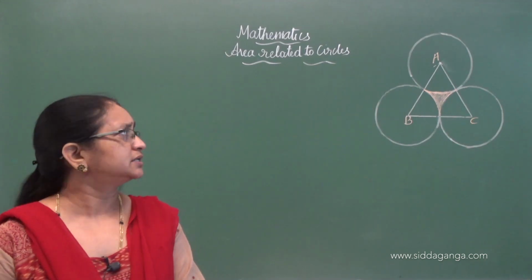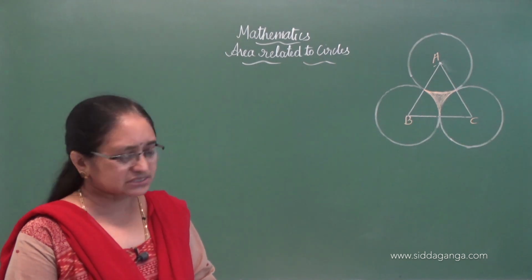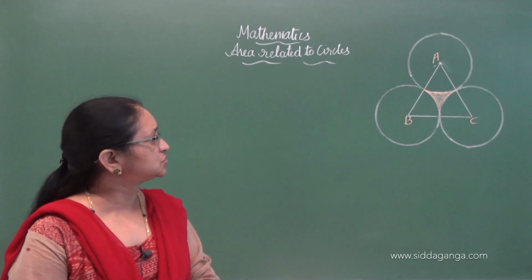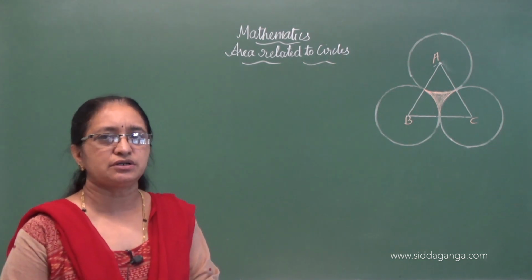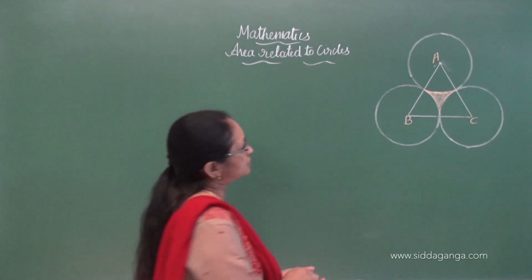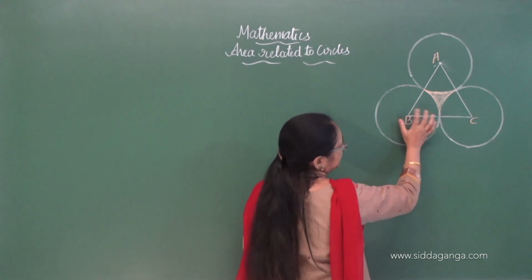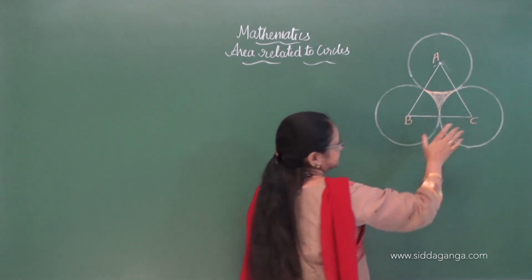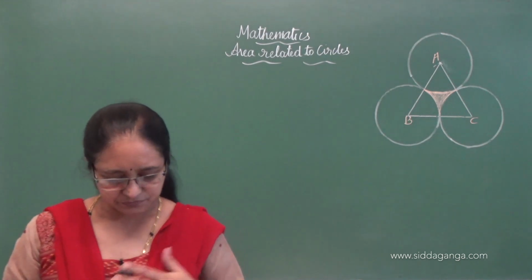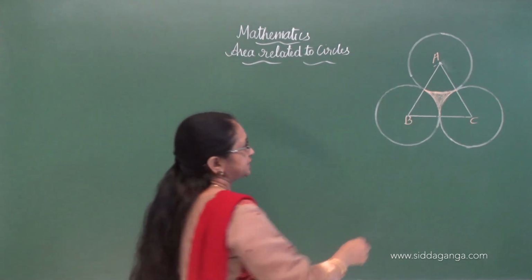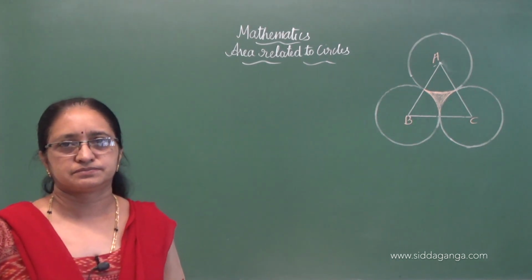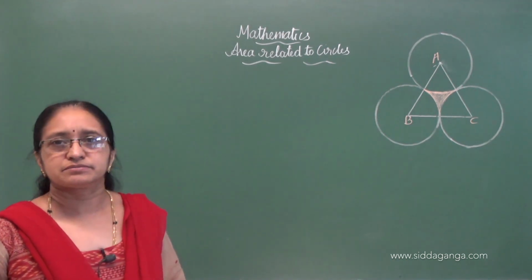The question is clear and the diagram is drawn for you. See, ABC is an equilateral triangle and the three circles are drawn by taking half of the side, that is the radius will be half of the side of the equilateral triangle. Okay. So now how can we find out the area of the shaded region? Area of the shaded region, that is in the middle. So how can we do it?